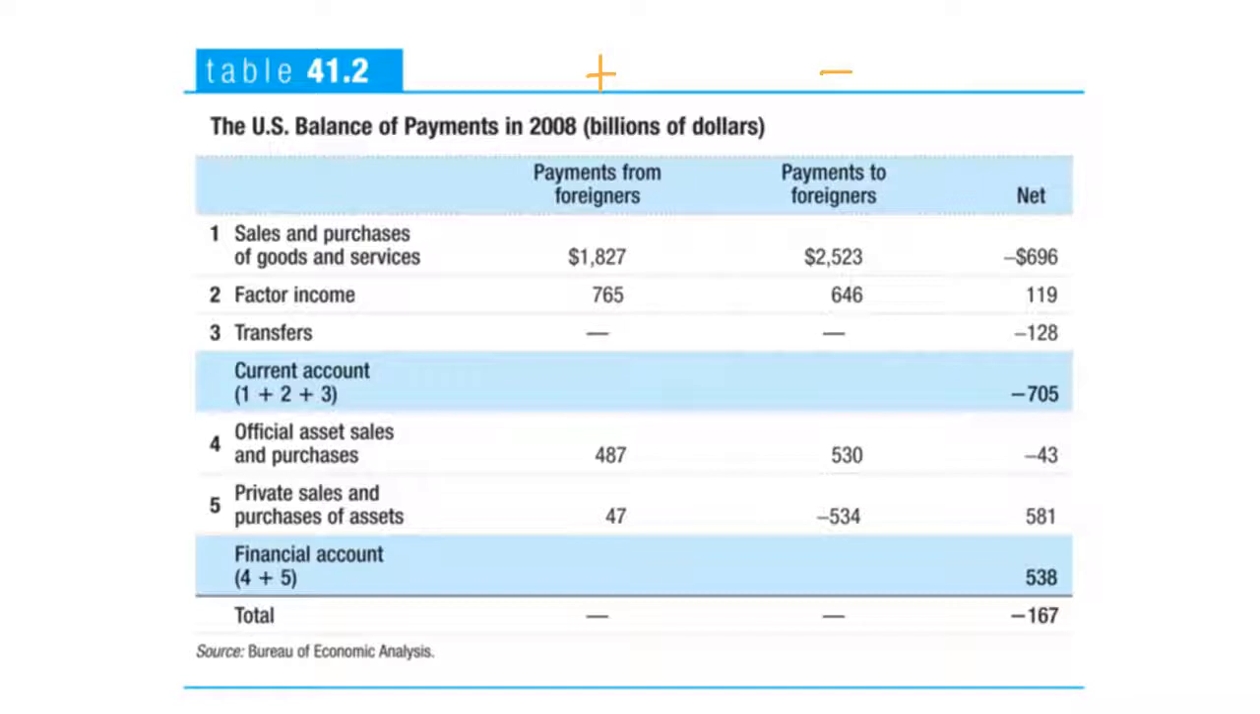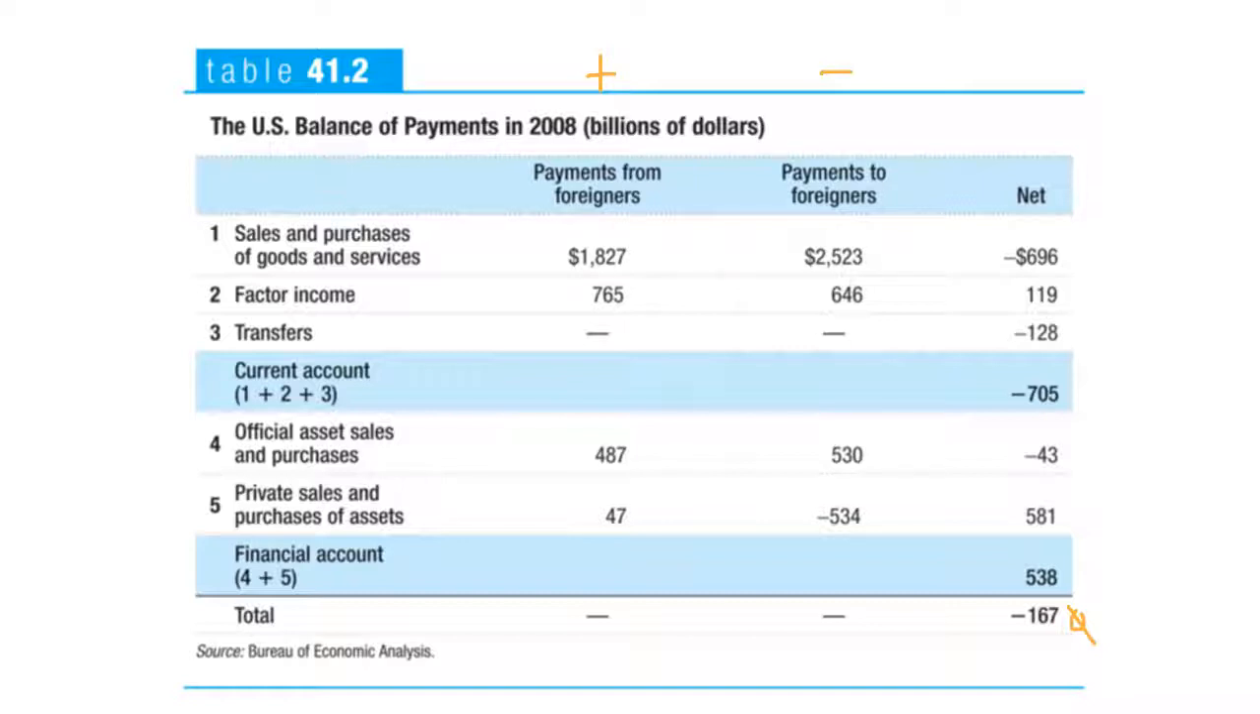Things are still supposed to balance out, but as you can tell here, it's not perfectly clean. We don't have a zero here in the bottom corner. We don't have totals at the bottom, and we'll find out why that is. So the first category, sales and purchases of goods and services. This is really about exports and imports.